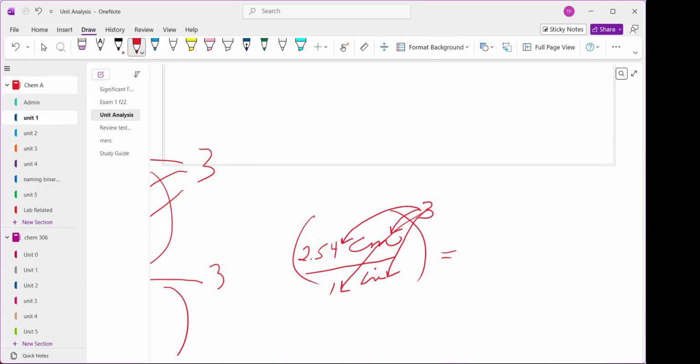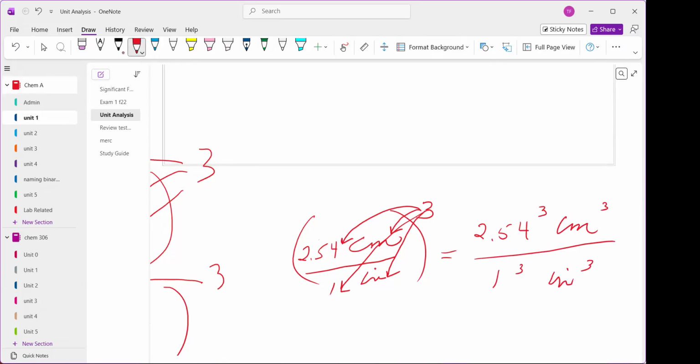So what that looks like is, this is not tracking very well. Okay.